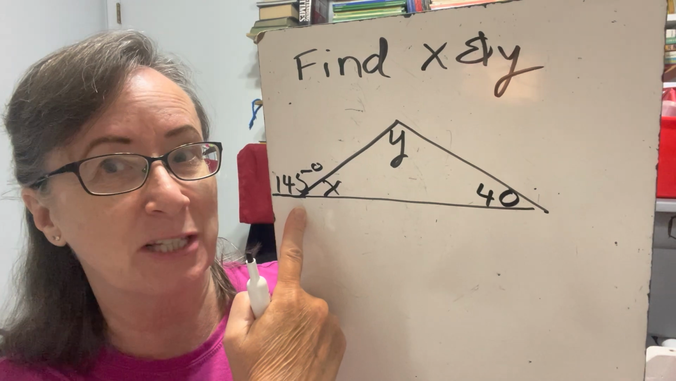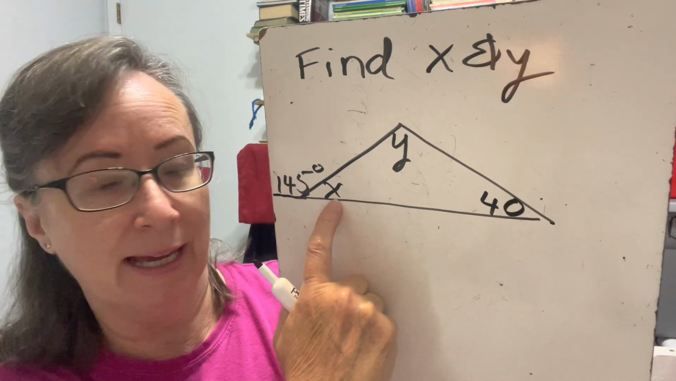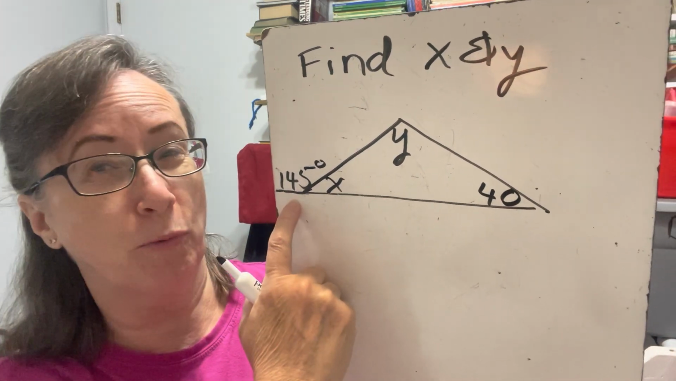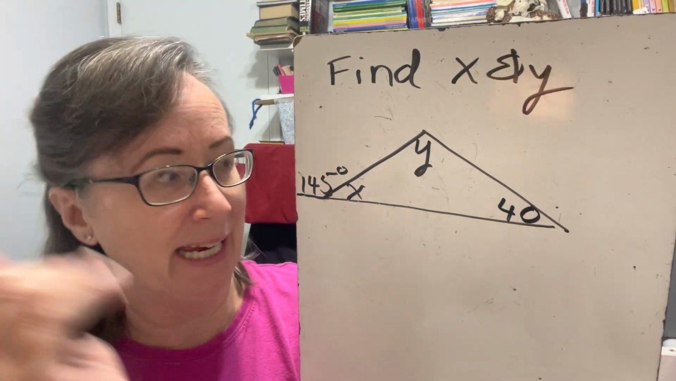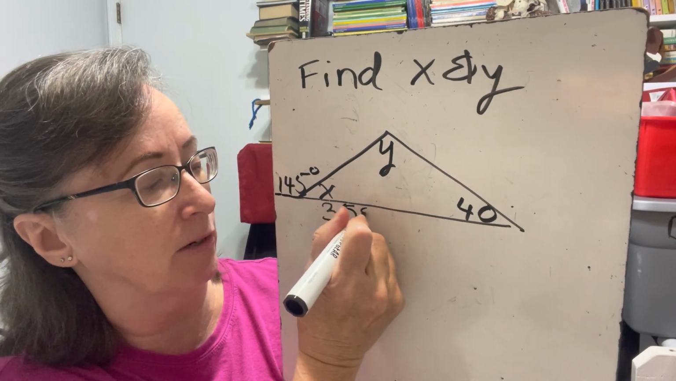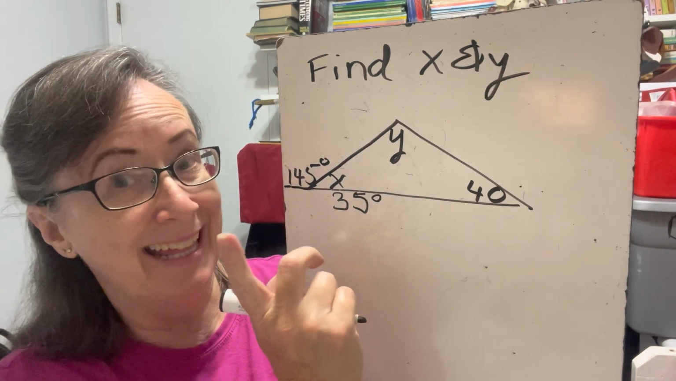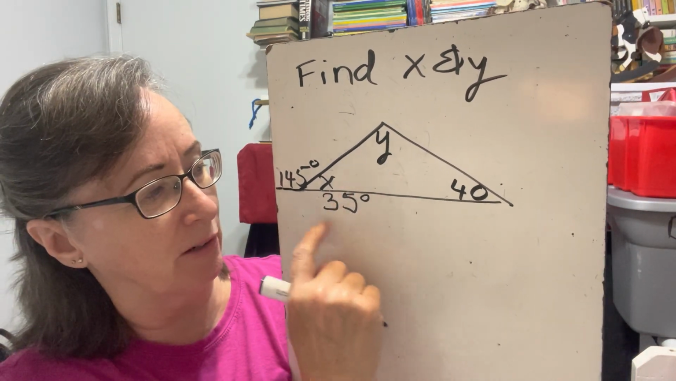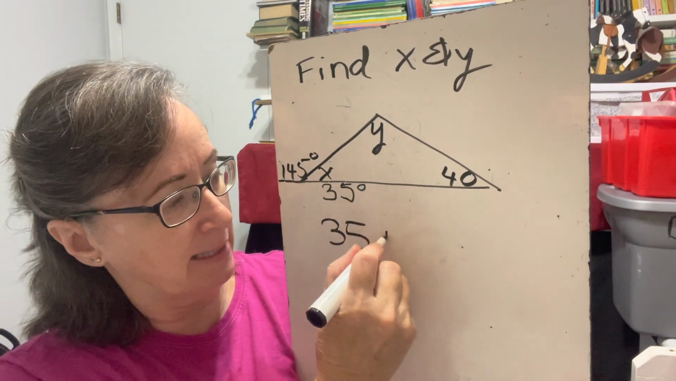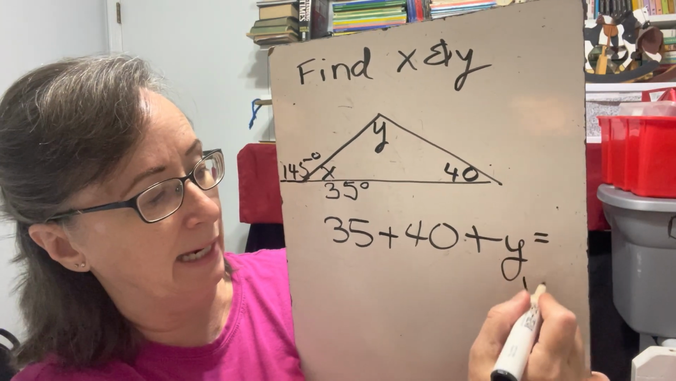However, we've got this 145 over here, which is an external angle, and it is supplementary to x. So 145 plus what equals 180? Well, that answer is 35. So x is 35 degrees. And then these two added together will give you 180. Then you have enough information because you got 35 plus 40 plus something else gives us 180. So 35 plus 40 plus y equals 180.